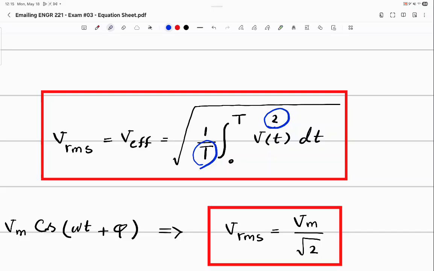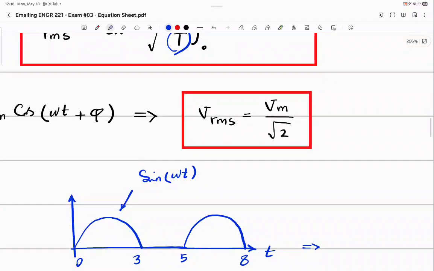The amplitude divided by root 2, is it applicable to all functions or no? Only for sinusoidal functions, okay? The effective value of a sinusoidal function is amplitude divided by root 2. For any other signal, what should you do? Use this formula directly, you should calculate it, okay? That's very, very important.